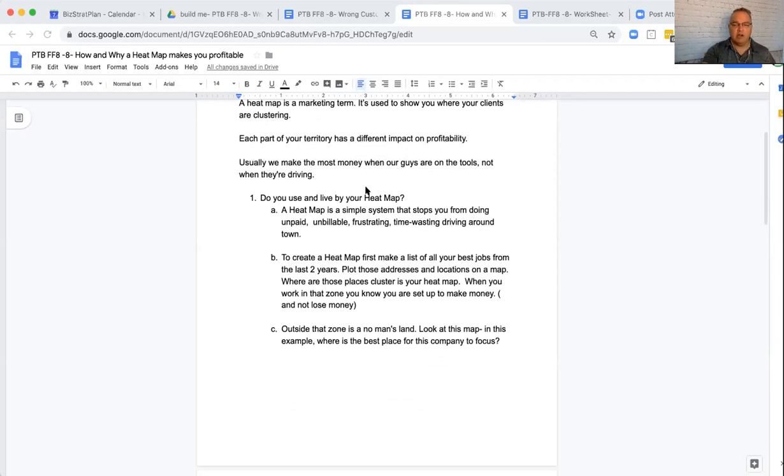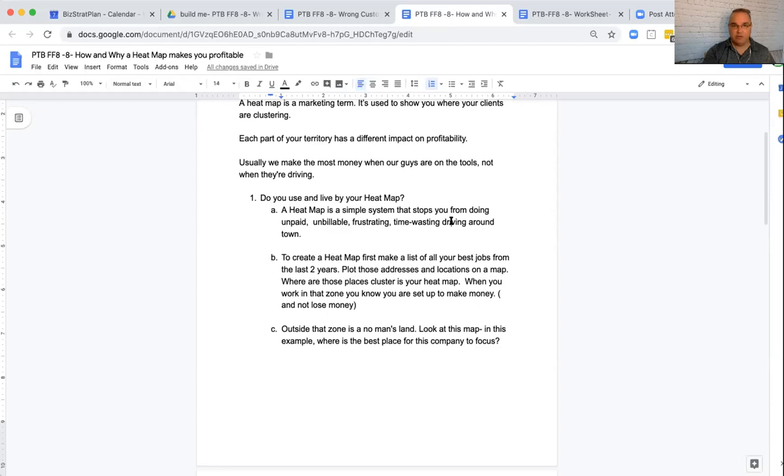The question here starts with, we know how we're making money. We're making money when our guys are on the tools, when our crew is swinging the hammer or using the roller or doing whatever it is we do, in the forklift, in the backhoe. That's when we're making the money. But the question here is, do you live by your heat map? It's a simple system that stops you from doing unpaid, unbillable, frustrating, time-wasting driving around town.